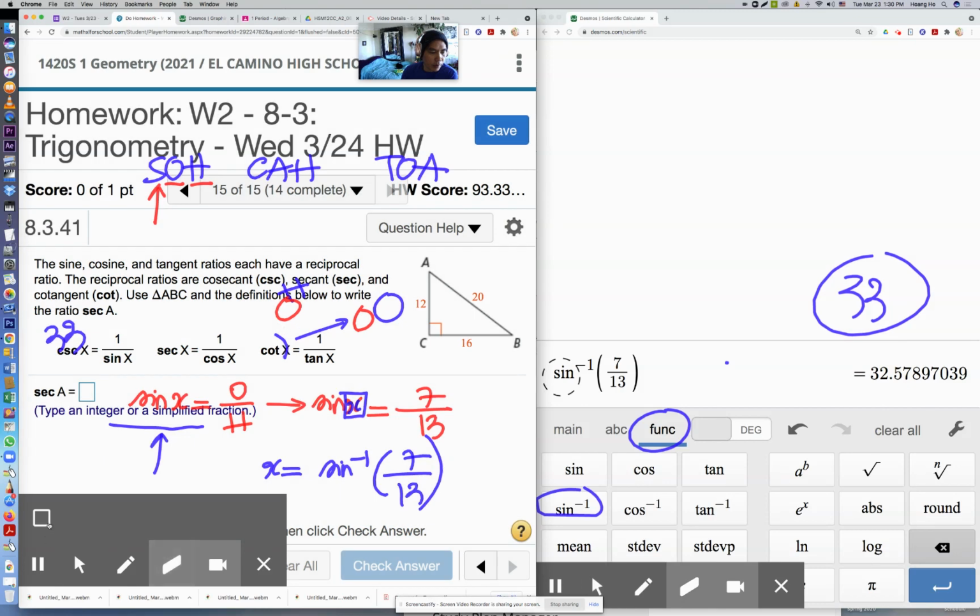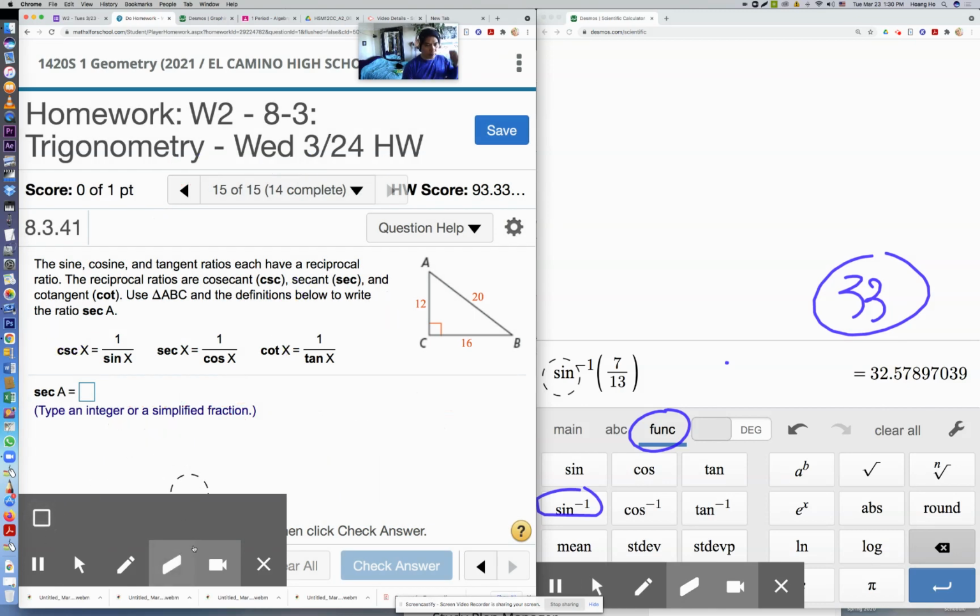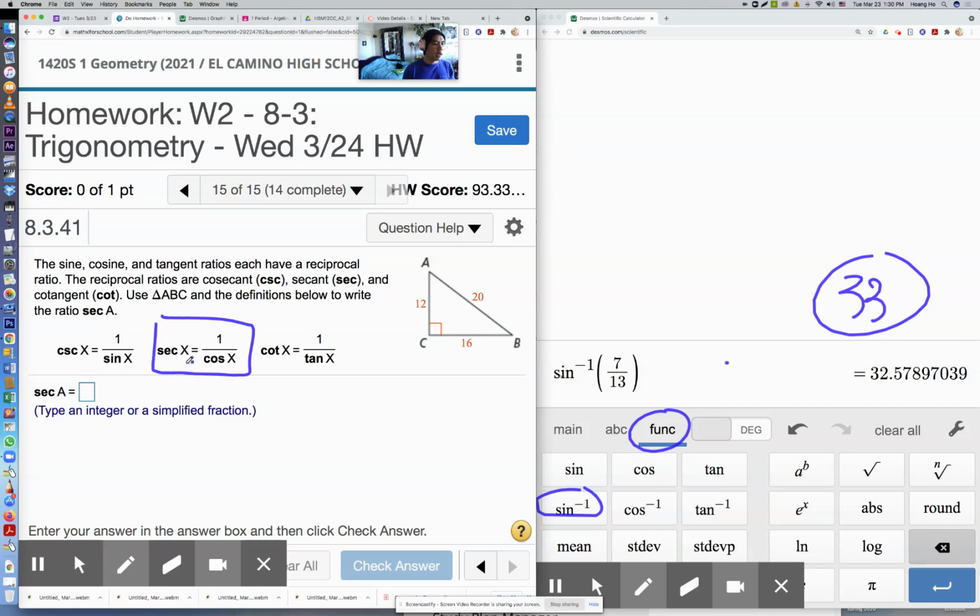Okay, here we go. Last question. Okay. So you do exactly what they say. They said secant. All right. This is secant. They give you this formula for secant. Secant of angle x equals 1 over cosine x. So if you want to find secant of angle A, that should be 1 over cosine of angle A. All right. You know how to find cosine of angle A.